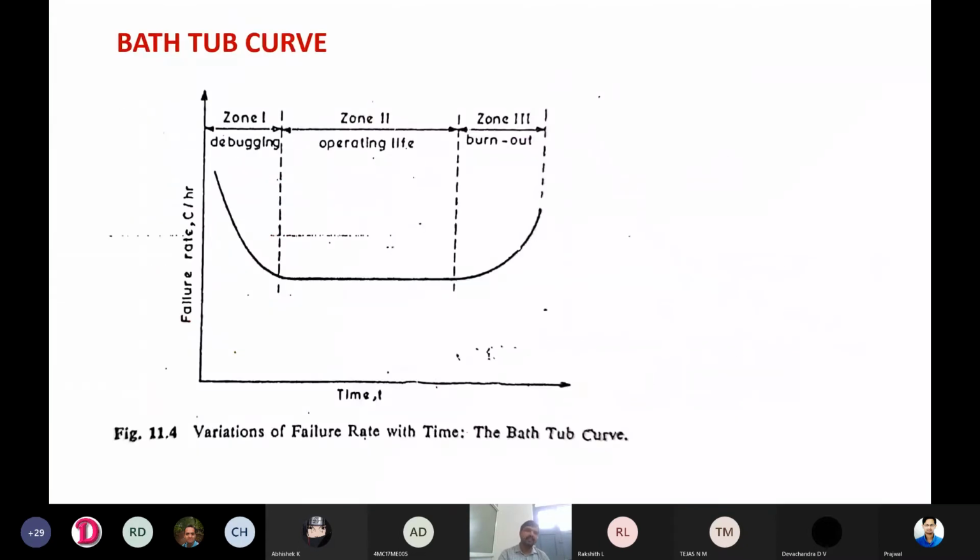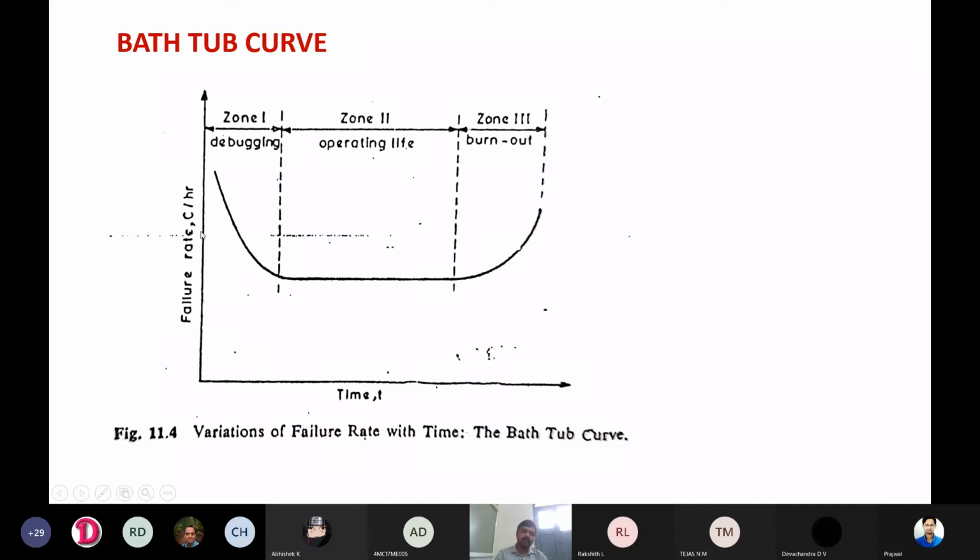Next, bathtub curve. This is also similar to the failure curve, but in the failure curve we consider the number of survival versus time, whereas in the case of the bathtub curve we are considering failure rate, that is denoted by lambda, per hour. That means per hour how many will fail. So that is the failure rate.